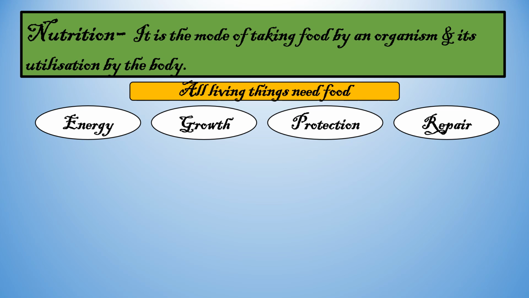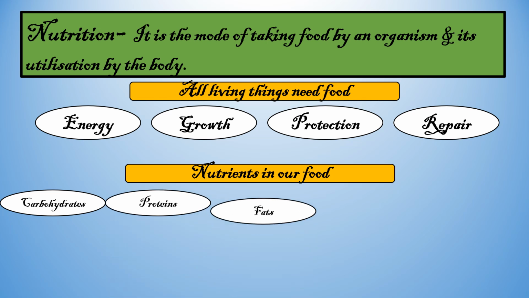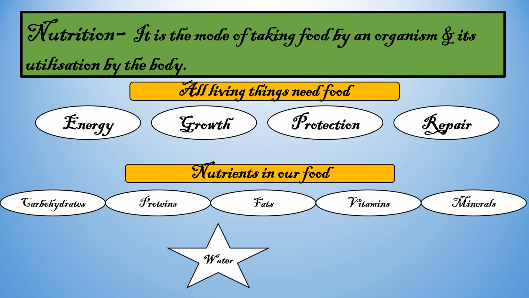Food which we take has 7 components. Out of these 7 components, 5 are called nutrients, which provide nourishment or nutrition to an organism. These are carbohydrates, proteins, fats, vitamins, minerals. You all have learnt about these components in class 6 in detail. In addition to these nutrients, there are 2 more important components. They are water and dietary fibers, also called roughage.